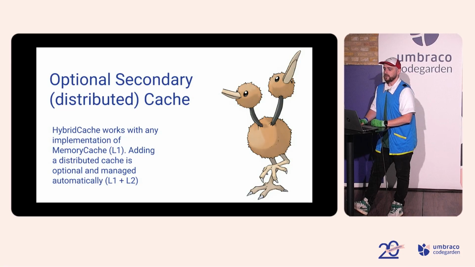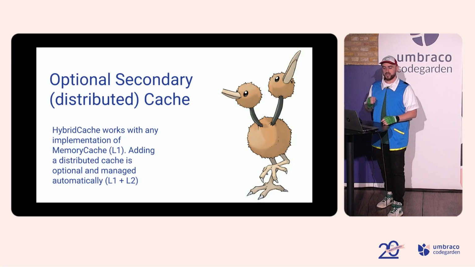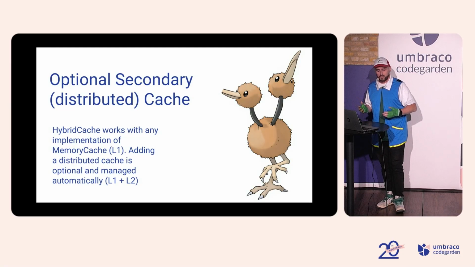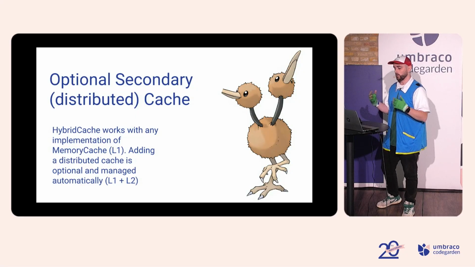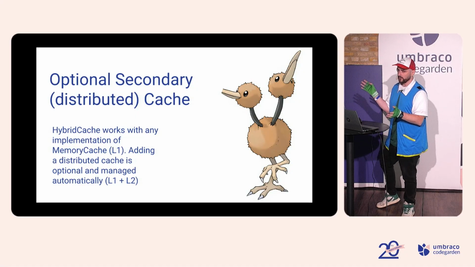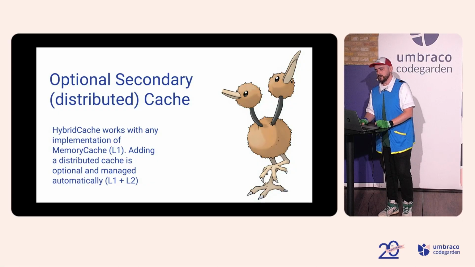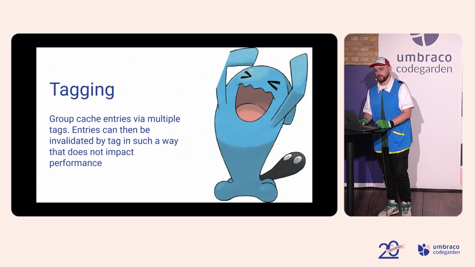Maths, hard. As I mentioned, the secondary cache, the distributed cache, is optional. HybridCache works, and you get all of these other benefits whether you're just using memory cache, but if you want to add that distributed cache, it will automatically handle any of that for you. You just have to configure it, and it will do the magic.